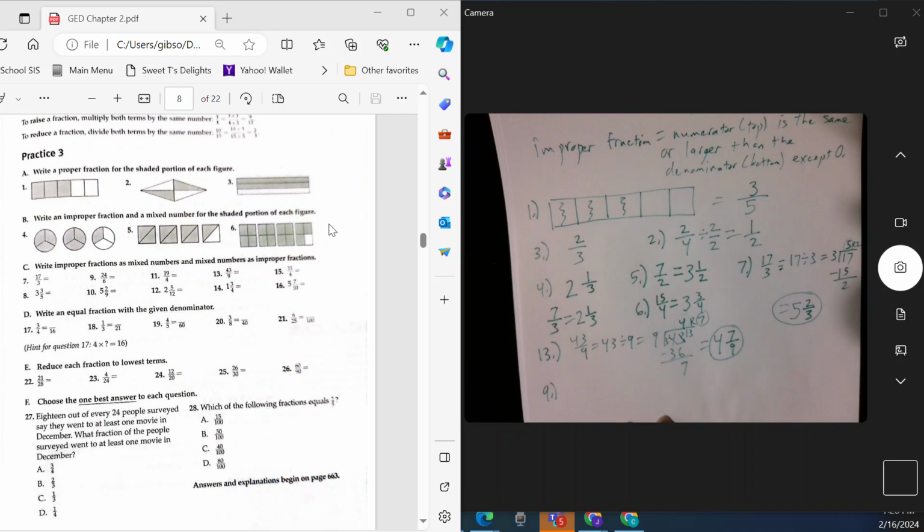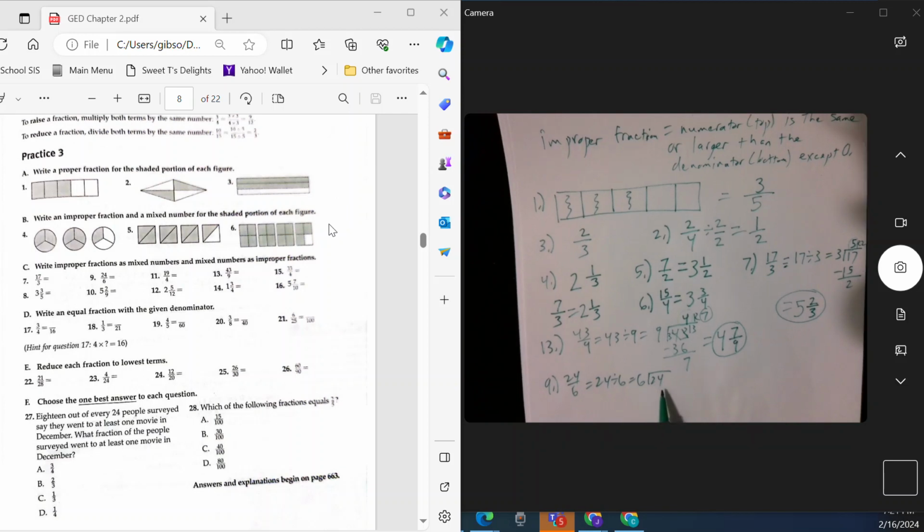Problem number 9, we have 24 over 6. Now remember, that's still the same as 24 divided by 6, or 6 into 24. 6 doesn't go into 2, but 6 goes into 24 4 times. 4 times 6 is 24. We have a remainder of 0, so our final answer still would just be 4.